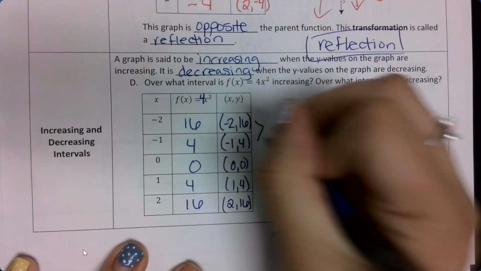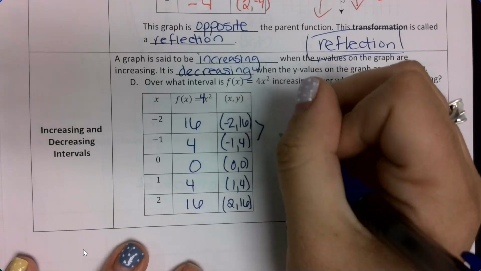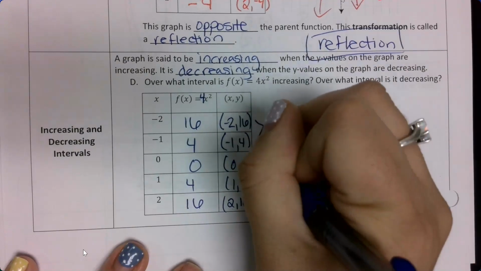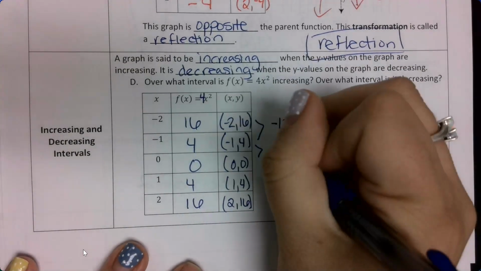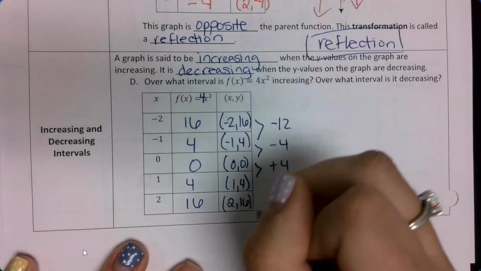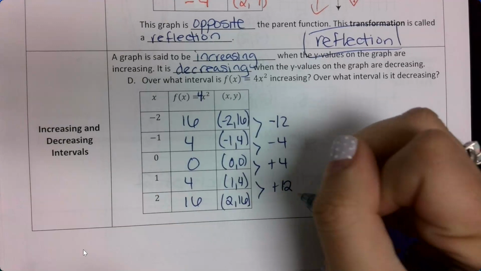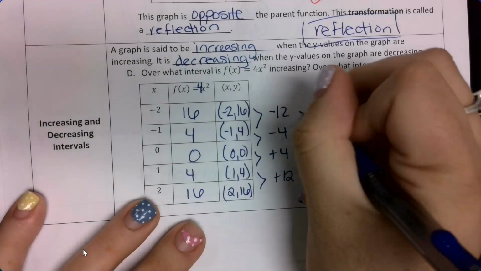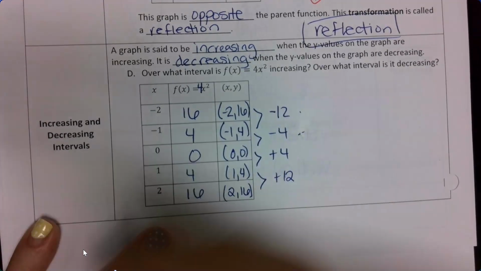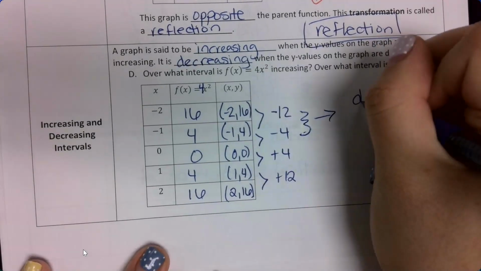So to go from 16 to 4, what do I have to do? I'm looking for adding or subtracting patterns. Minus 12. To go from 4 to 0, minus 4. To go from 0 to 4, add 4. To go from 4 to 16. Okay, so notice how these two, that should have been a curly bracket, that's not what I meant to draw. These two, notice how they're both negative. This means it's decreasing.